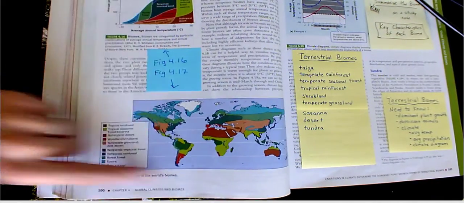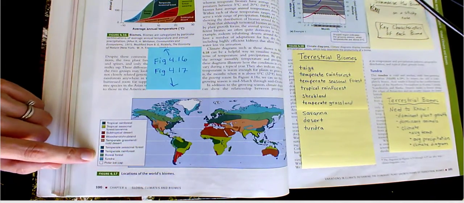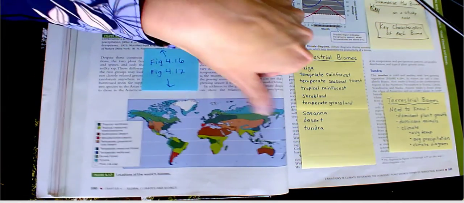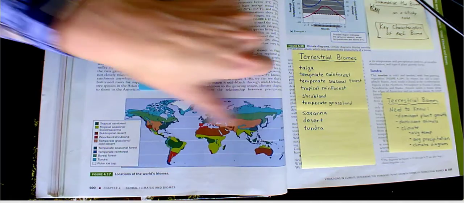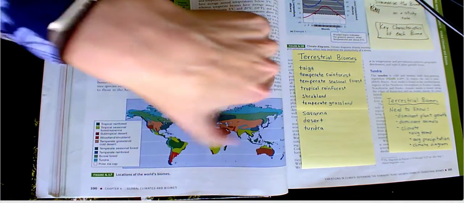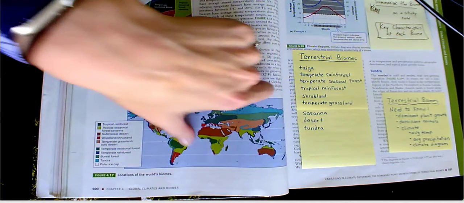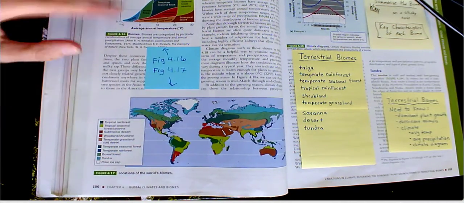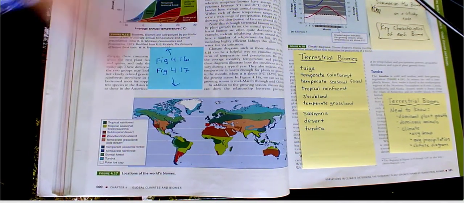This is also a really good map to give you a good idea of the colder ones up at the top, the tundra, the taiga, the tropical forests here, tropical rainforests, and then the really dry parts like the desert, savannas, things like that. So these are good figures to know.